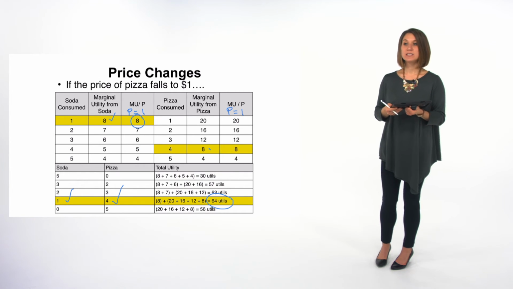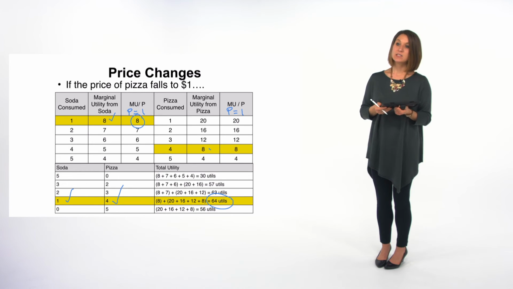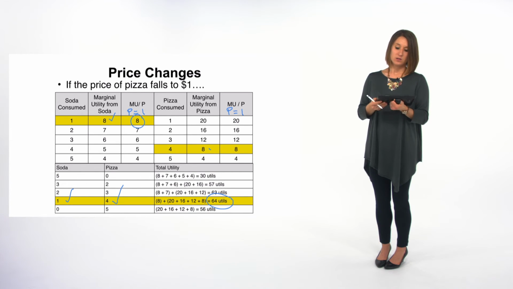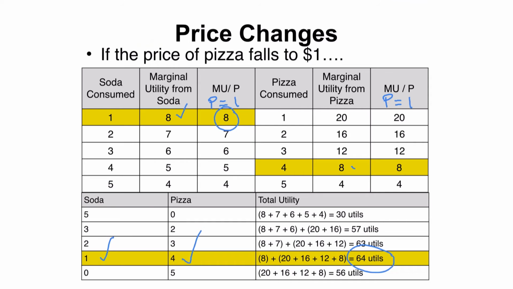So now what we see in this example is that even though the price of pizza has changed, what we're seeing is that the marginal utility per dollar spent changes with that price change. But at the optimal consumption point of 1 can of soda and 4 slices of pizza, what we are seeing in fact is that we now have a new optimal consumption bundle.